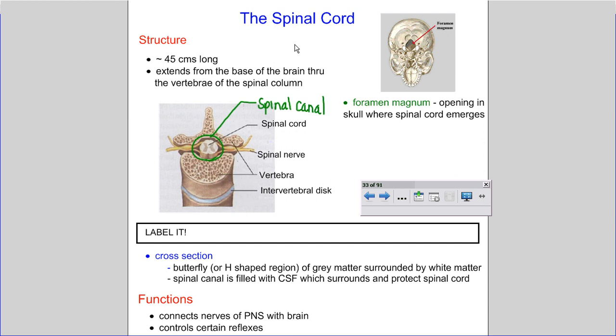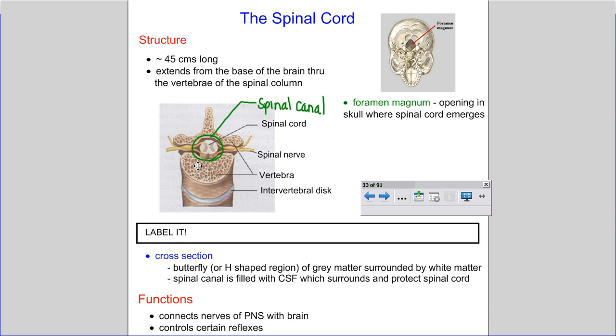The spinal cord is the other part of the central nervous system. It's about 45 centimeters long. Am I going to ask you that number? No, that's just for interest. It extends from the base of the brain through to the vertebrae of the spinal column. So we talked about what's protecting it. The bone that protects it is the vertebrae of the spinal column.